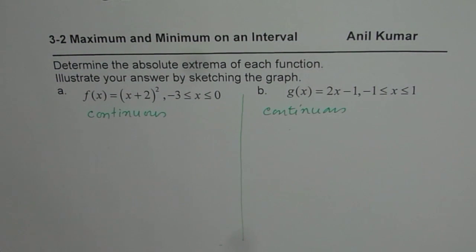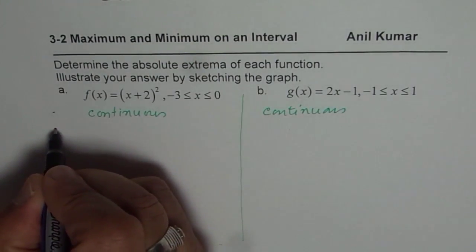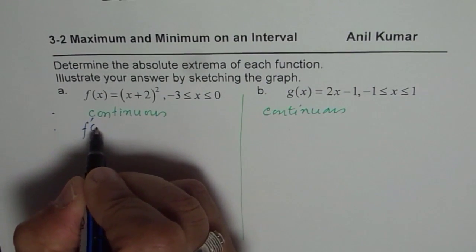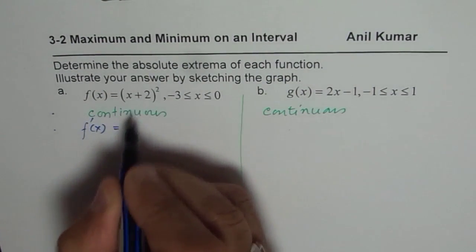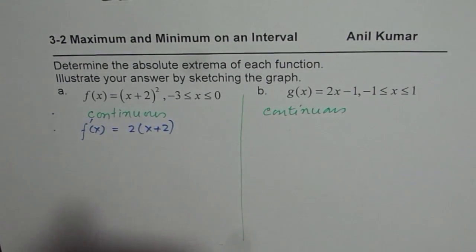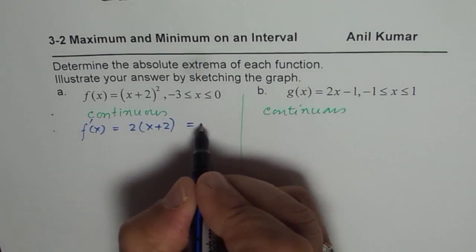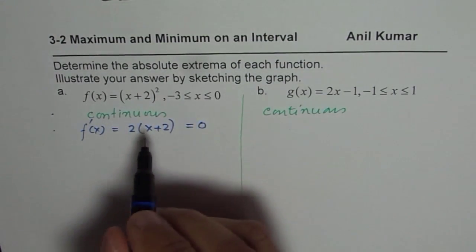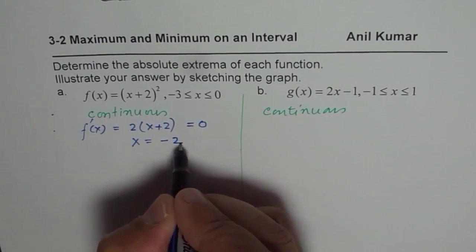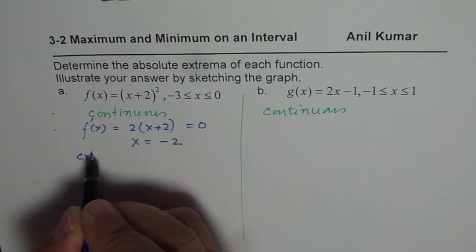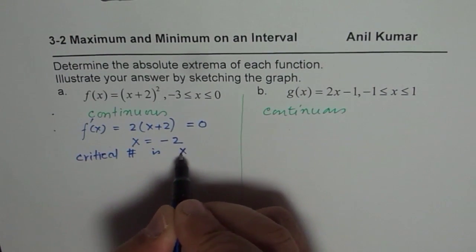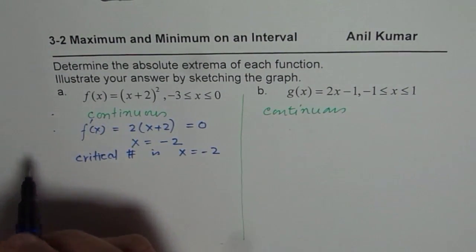Now, the second part of this question is, the step is to figure out what the critical points are. To find the critical points, we find the derivative of the function. So the derivative of this function is 2 times x plus 2 times 1. And equate this derivative to 0 or does not exist, right? So this derivative is 0 at x equals minus 2. So the critical number for us is x equals minus 2, right? So that is the second step.